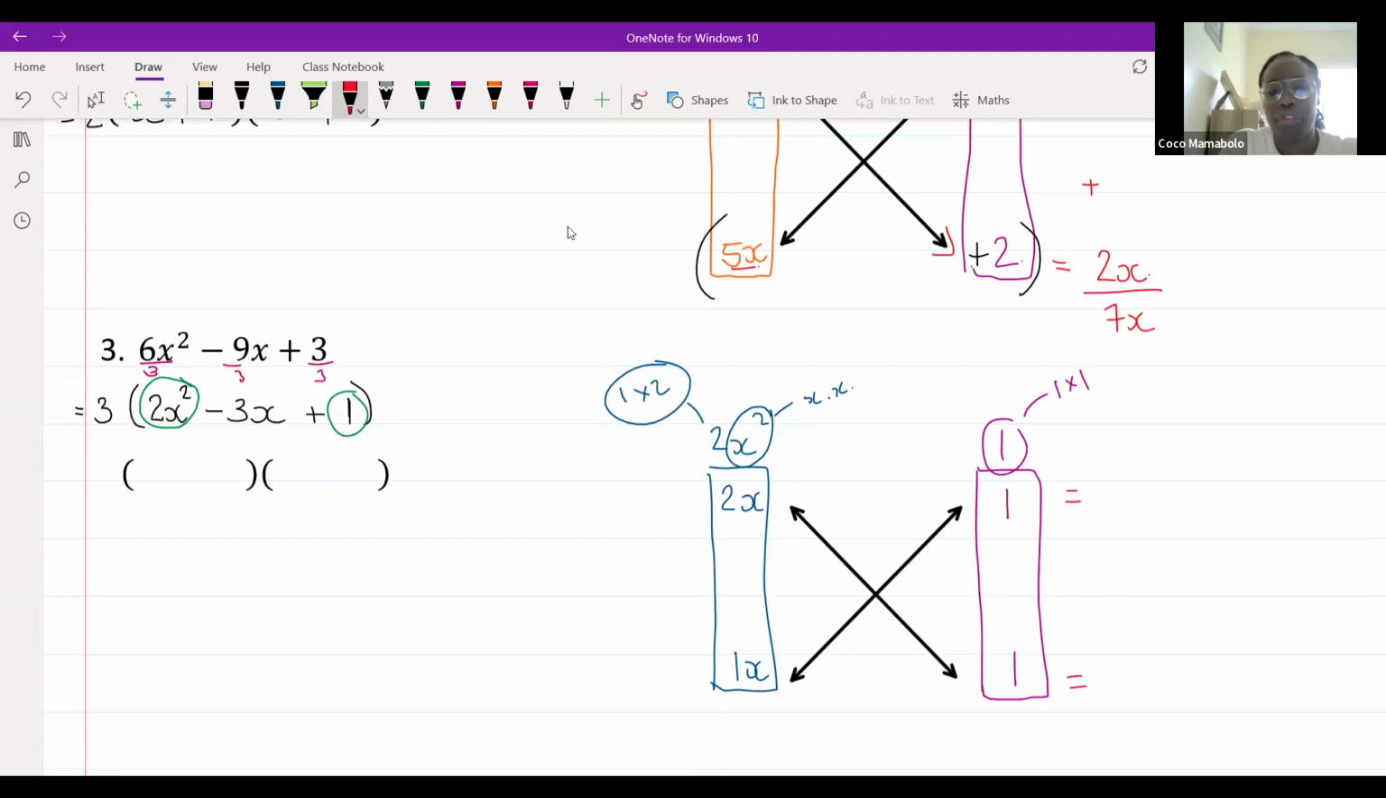So tell me, if we go from the bottom, 1x times 1 will give us how much? 1x. Good. And then we're going to cross multiply the other way. 2x times 1 will give us? Ma'am, 2x. Good, 2x. And remember what our objective is, right? What do we want to get, Lutando? We always want the middle term. What is our middle term, sweetie?